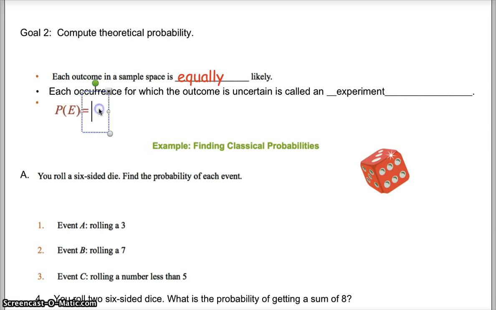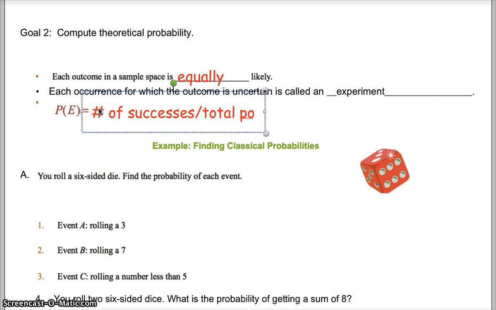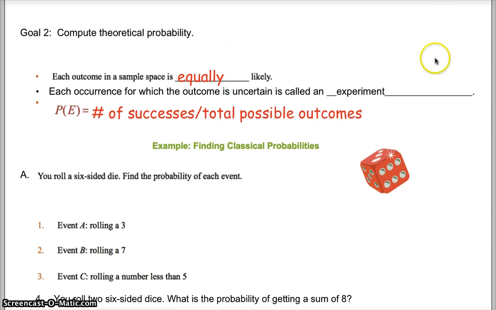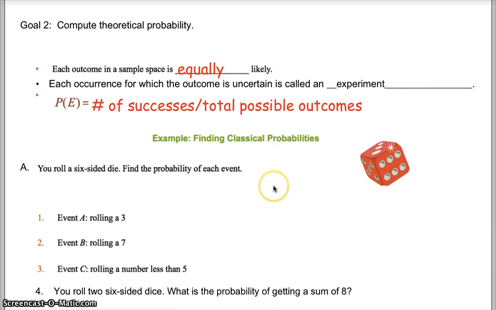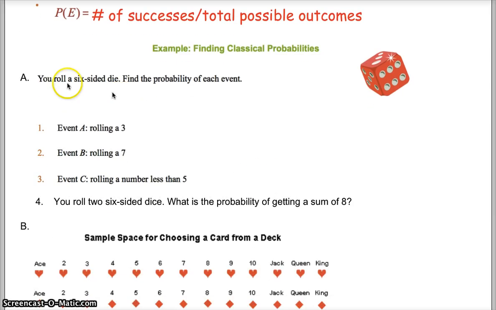Again, remember that probability of an event is the number of successes over the total possible outcomes. Theoretical probability is also known as classical probability. All right, let's look at a few examples.